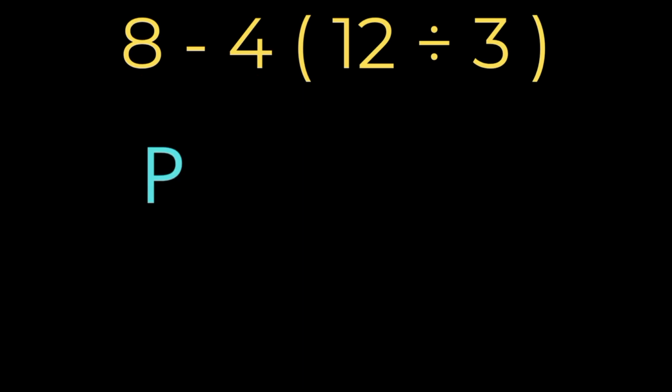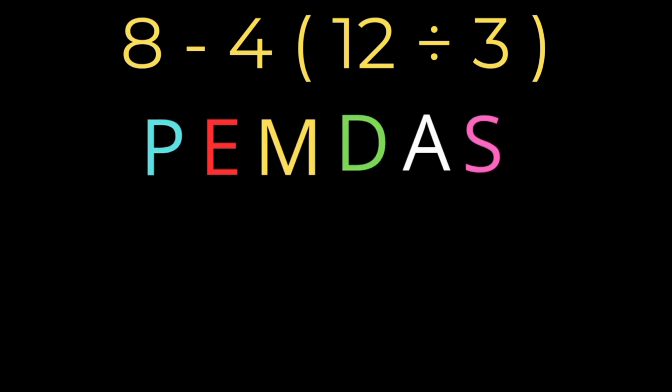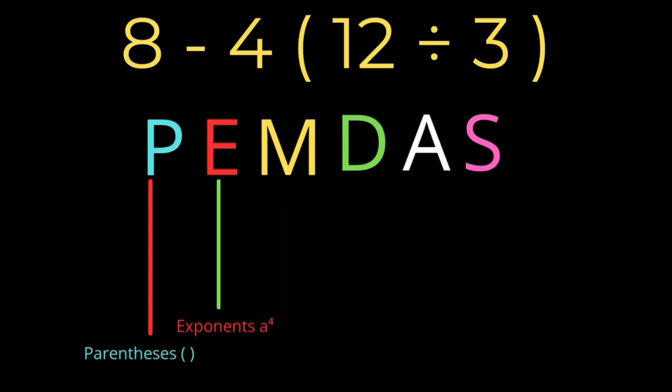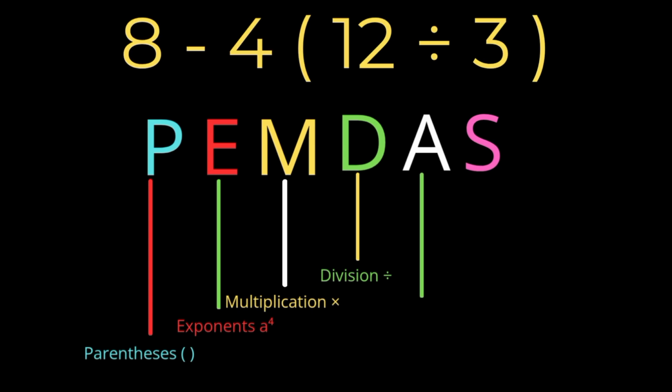To solve this question, we need to follow the PEMDAS rule. P stands for parenthesis, E stands for exponent, M stands for multiplication, D stands for division, A stands for addition, and S stands for subtraction. According to the PEMDAS rule, first we solve parenthesis, then exponent, then multiplication and division, then addition and subtraction. Remember, multiplication and division we solve from left to right, addition and subtraction we solve from left to right.